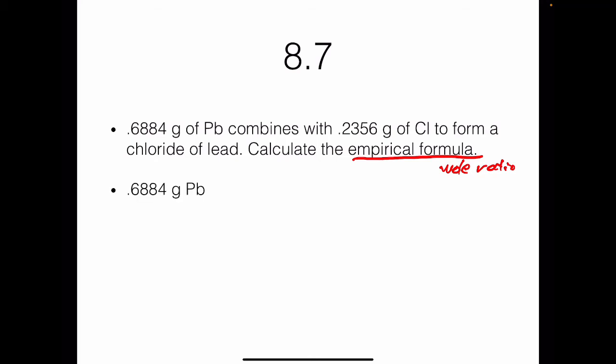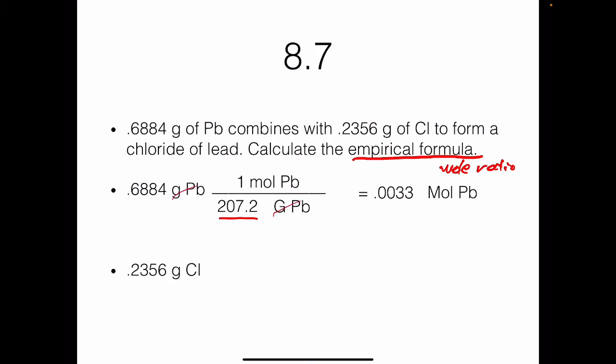So if we're starting with 0.6884 grams of lead, we want to convert that to moles to give us the mole ratio. So where did this number come from? That's the molar mass from the periodic table. Remember, that is the number of grams per mole for lead. And then we get 0.0033. Remember, that is moles of lead because grams have canceled.